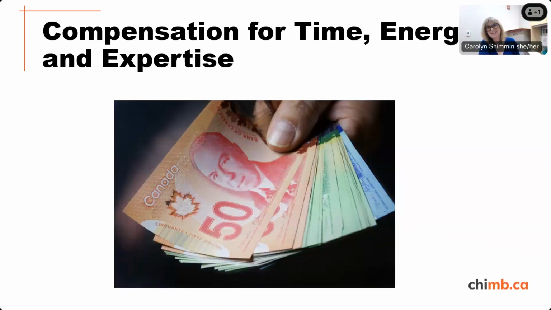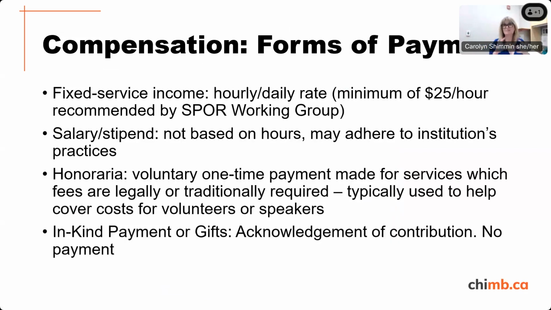So budgeting, yay! First of all, as I was talking about, there's compensation for the time and the energy and the expertise that people bring to the table. And there are different forms of payment, or different ways in which people can be compensated. There is the fixed service income, and that's really where you have an hourly or a daily rate. Some of the SPOR working groups have made recommendations that we look at a minimum of $25 an hour. Some recommend higher. You can always take a look at your SPOR support unit and find out what they recommend, because sometimes different provinces and territories have different recommendations.